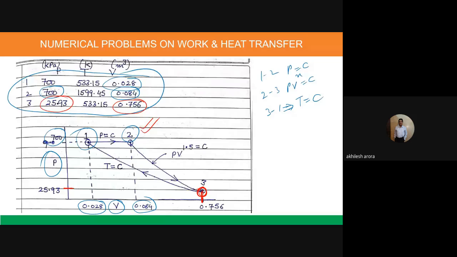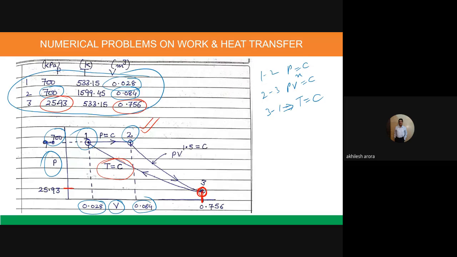Now, once I locate it, what is the last process? The last process, you know, is constant temperature. So you just have to join point number 3 with point number 1, because at 1 and 3 the temperature is the same. So this process automatically is a constant temperature process once you have calculated all the values.